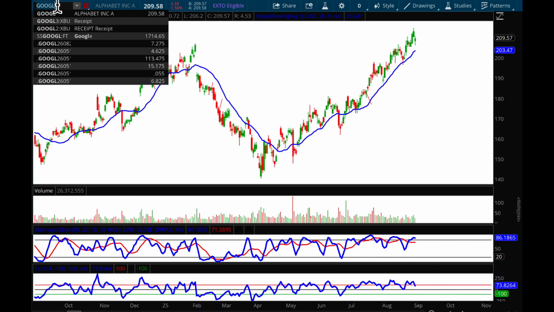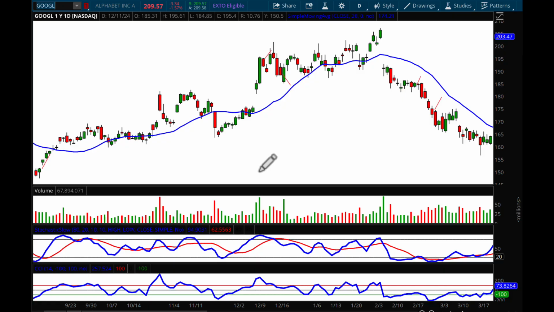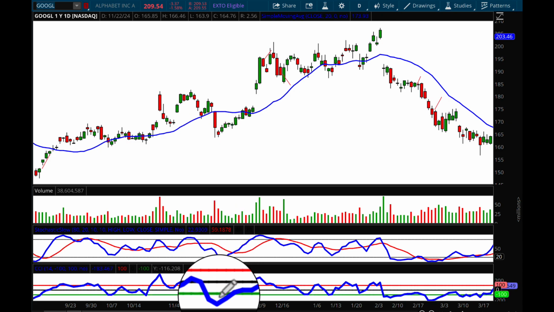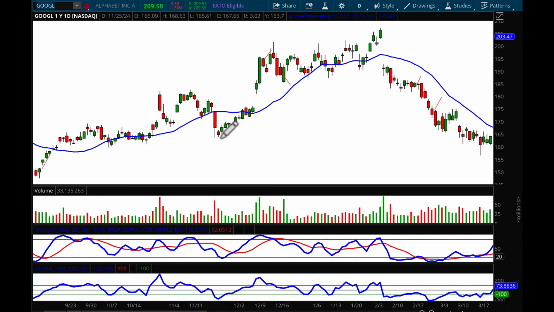Let's look at Google, also known as Alphabet Inc. And you can see in this area right here, downward leg, followed by what? That is a spinning top. Down below, you can see the CCI starting to pivot up, telling us that the pivot is about to form. And that's exactly what happened.